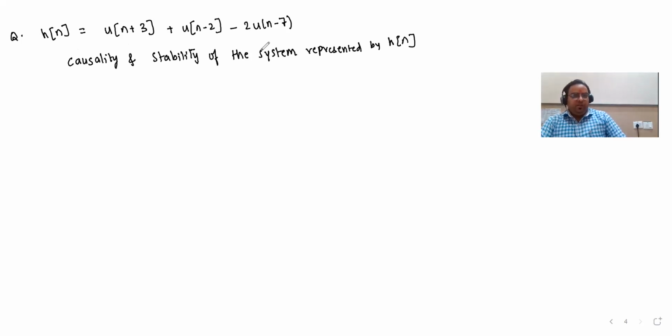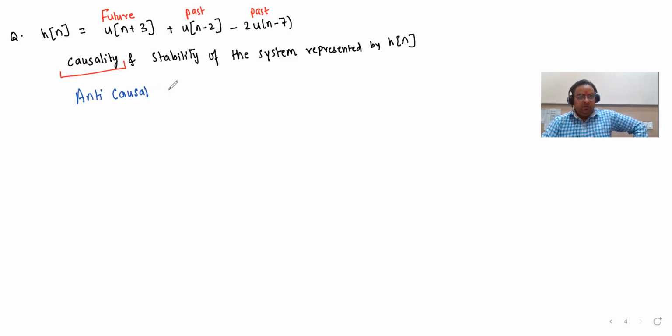Okay, so the first thing that we can see here is that if we start talking about the causality of the system, this particular system is depending on the future input and the past input. So definitely it is an anti-causal system.